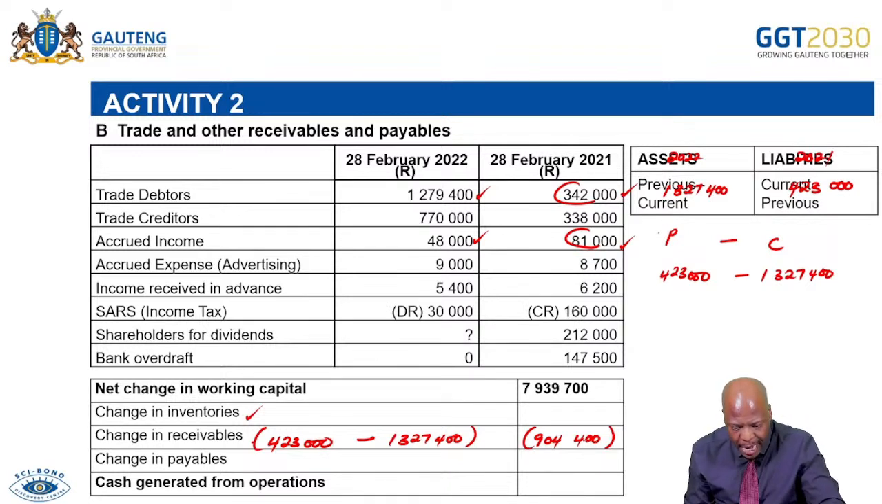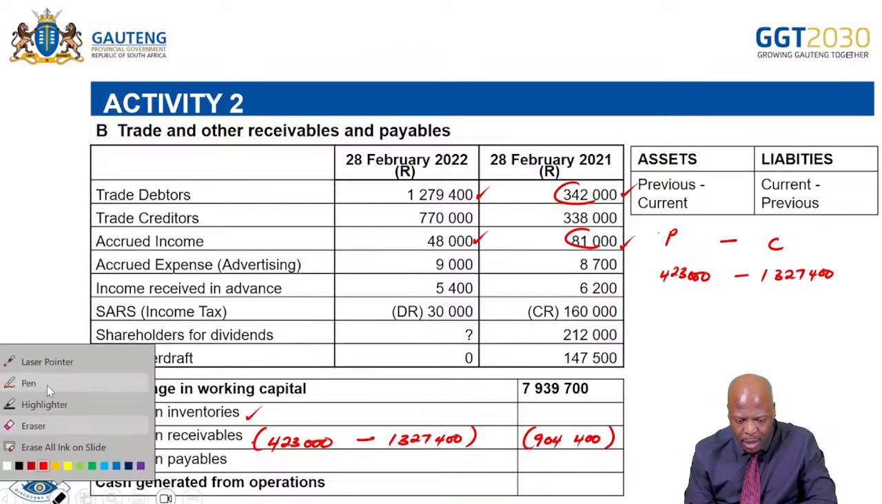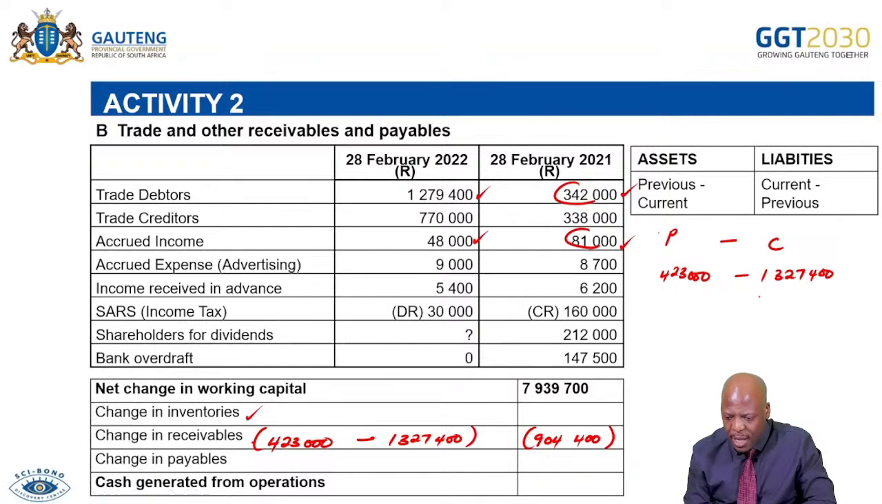Okay. And then when we're still here, let's now do our trade and other payables. When we're on our trade and other payables, that is our liabilities. I just wrote something there. Let me show you what it means. In our assets, it is previous minus current. But if we come here now, it's going to be current minus previous. All right. But now, which figures do we add? Remember, it's current. So let's say current.